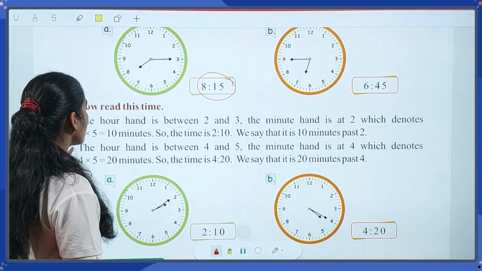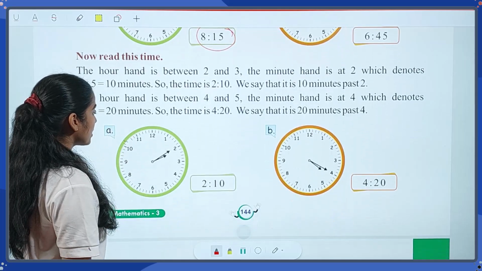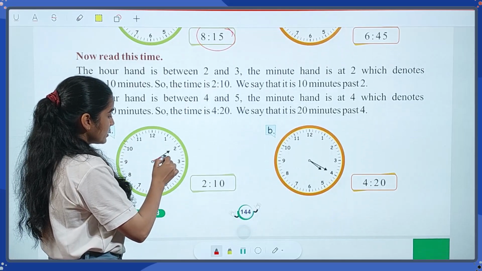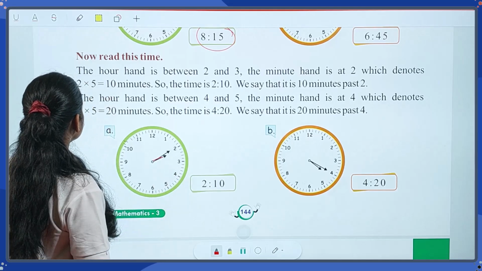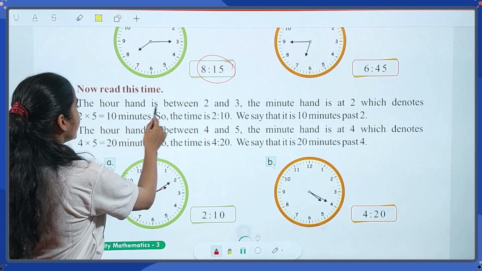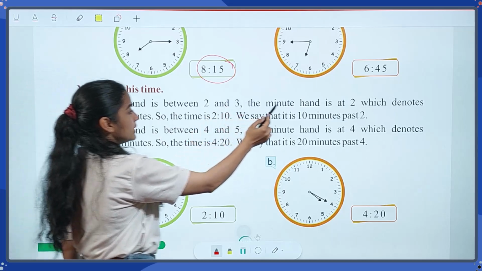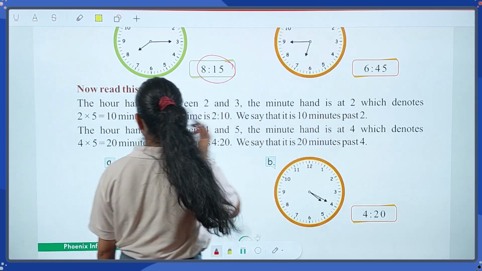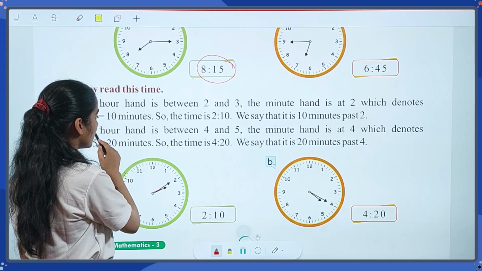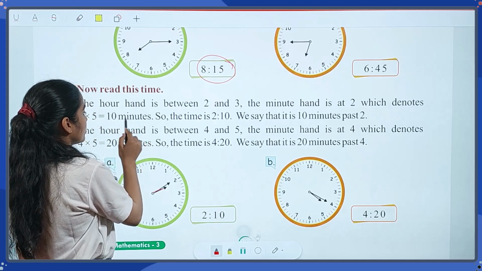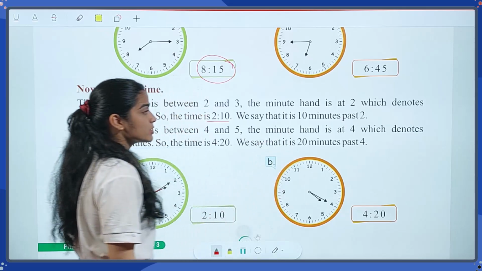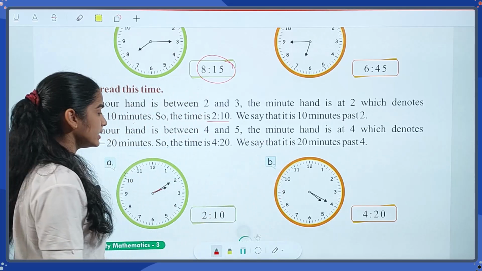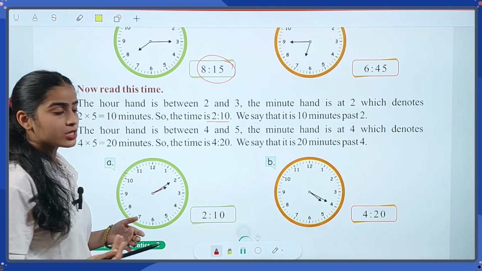Now read this time. What is the time now? The hour hand is between 2 and 3. The minute hand is at 2, which denotes 2 multiplied by 5, which is equal to 10 minutes. So the time is 2:10. We say that it is 10 minutes past 2. We can write it as 10 minutes past 2.